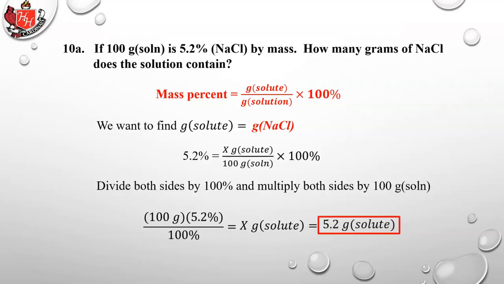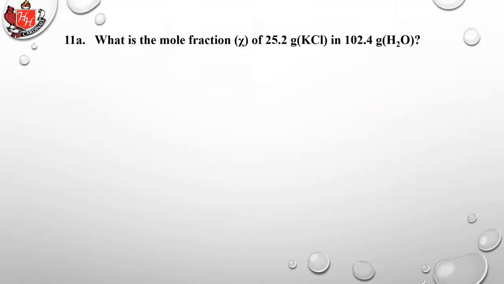5.2 grams of solute. Again, I don't want you to work that calculation. I want you to just know that if you're given a mass percent, you just convert it to the same number of grams. Just remember that principle, and you can't go wrong. Okay, what is the mole fraction of 25.2 grams of potassium chloride in 102.4 grams of H2O?